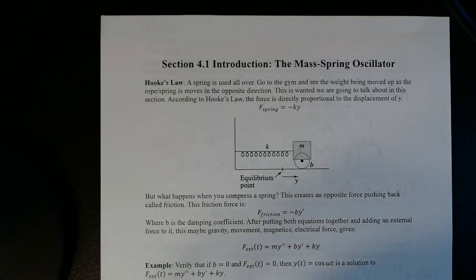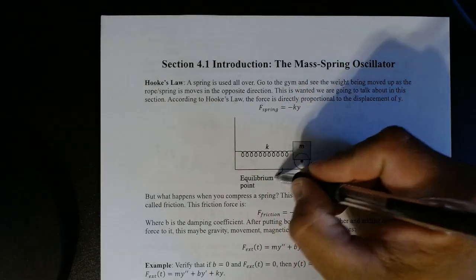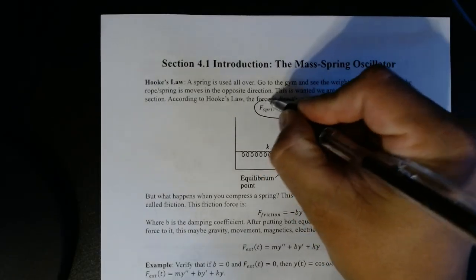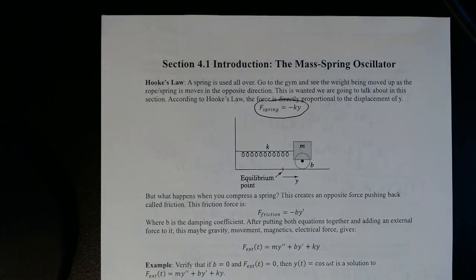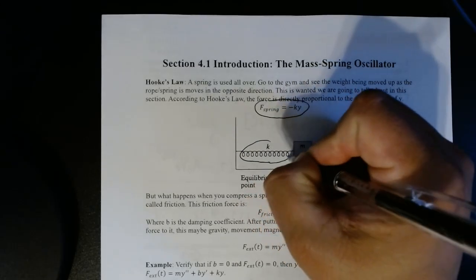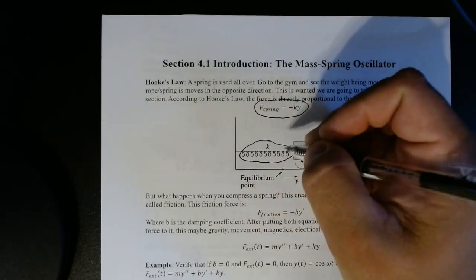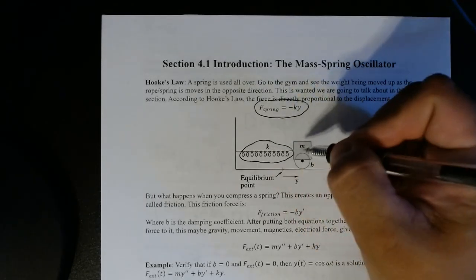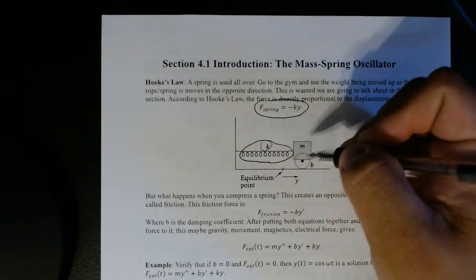Now, according to Hooke's law, we have a force that's directly proportional to the displacement y. So here's our force: the force of the spring is equal to some constant k times y. This spring constant changes from spring to spring, but the reason it's a constant is that after you find it, how you compress or stretch the spring will be the same process. Hence why it's a constant.